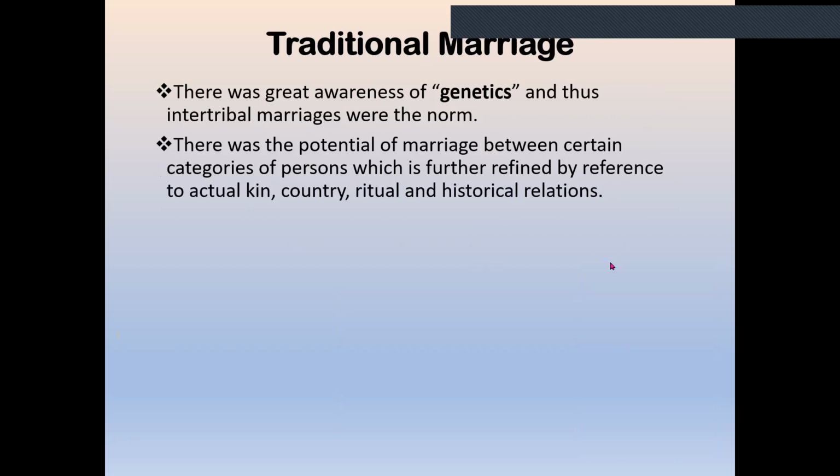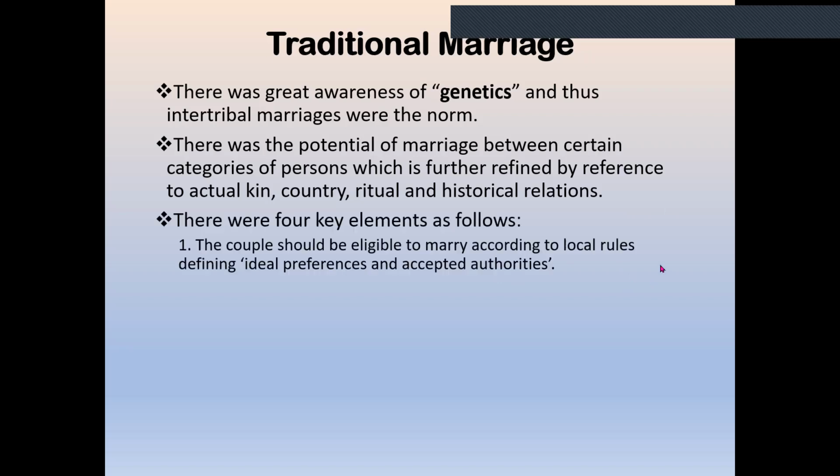Now, they also had a very good awareness of genetics. And so traditional marriage was intertribal. So they knew that they should not have kids within the tribe. So there was potential of marriage between certain categories of people. And then they looked at kin, country, they had all sorts of other information, there were people who knew all of it, and they said, yes, you can or should not get married together.